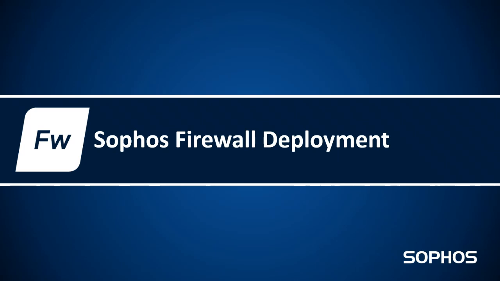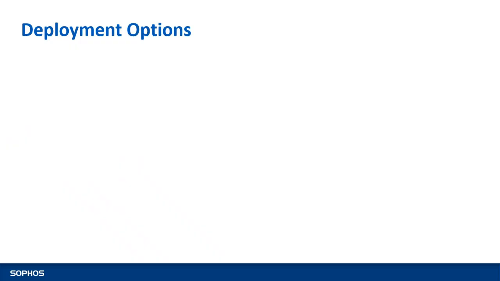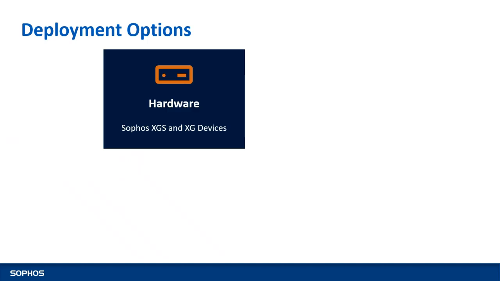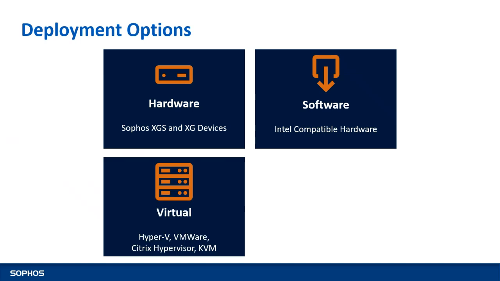So, about the deployment. How can we deploy the Sophos firewalls? The firewalls can be deployed in four ways. First, as a hardware device, the XGS and NextGen devices come preloaded and ready to go. Second, as software installed on Intel compatible hardware, as a virtual appliance running on the most common hypervisors, including VMware, Citrix Hypervisor, Microsoft Hyper-V and KVM.